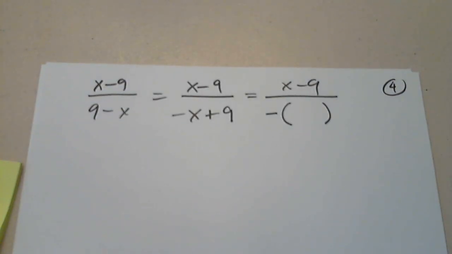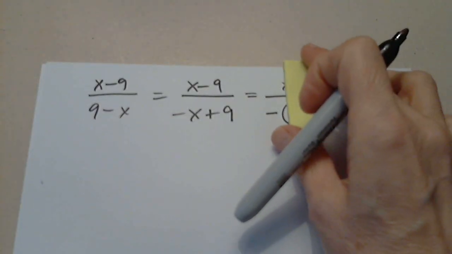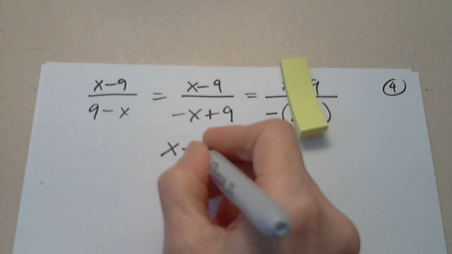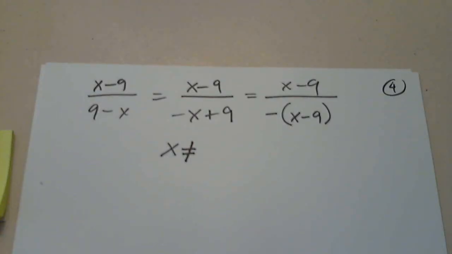Then what is left in parentheses after we factor out negative 1? X minus 9. Do not touch anything, don't do anything. The first thing we have to write is the restriction on x. X cannot equal 9. Exactly. Only now you are allowed to simplify factors.